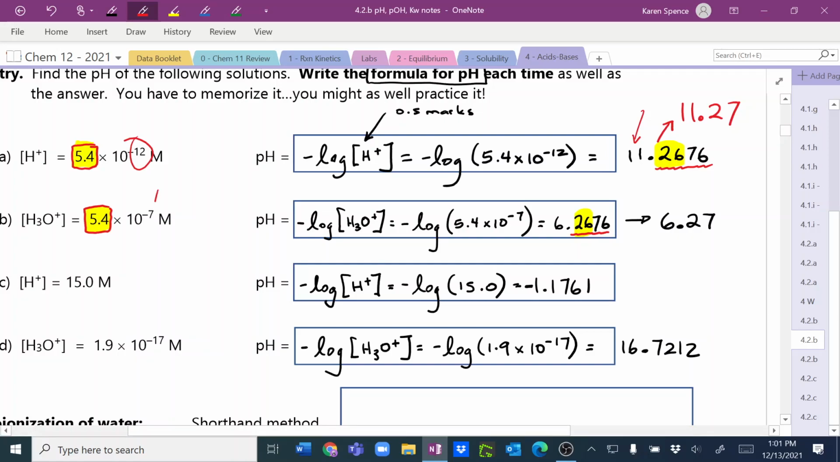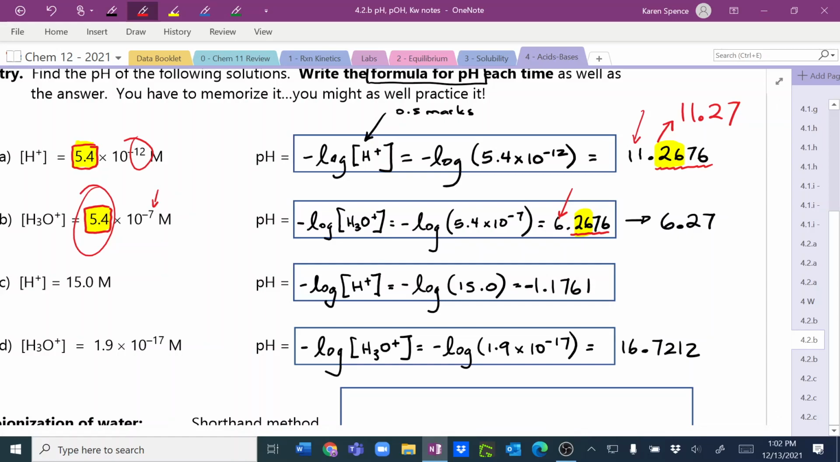And here we have 10 to the negative 7, so that's why we have a 6 instead of an 11 there. The rest of it corresponds to this bit here, and that's why our significant figures are only after the decimal. All right, our next one.